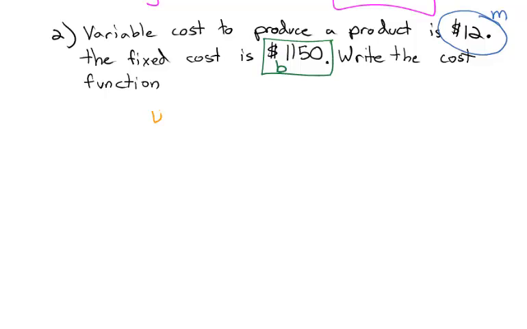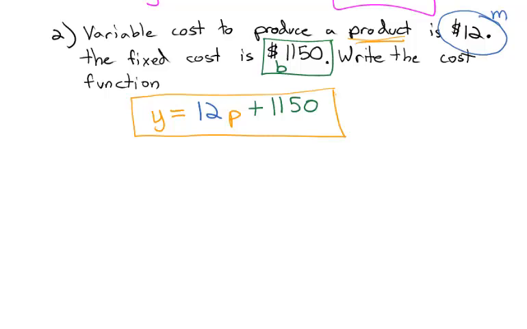So this cost function is going to be y equals my slope, $12 per item. And I'm going to say, since we're talking about products, I'm going to use P for products. 12 times the number of products plus the y-intercept, plus the starting amount, the fixed cost of 1150. This equation then could be considered my cost function. It's going to tell us how much it will cost to produce however many products we're producing for the day.